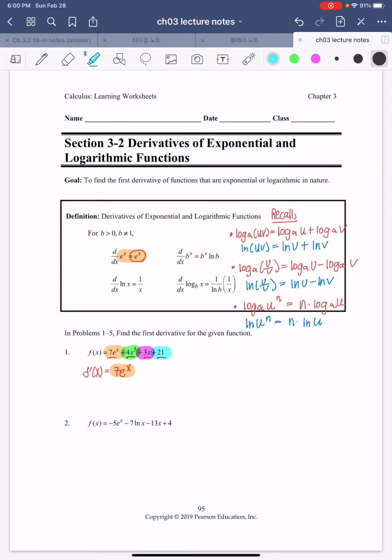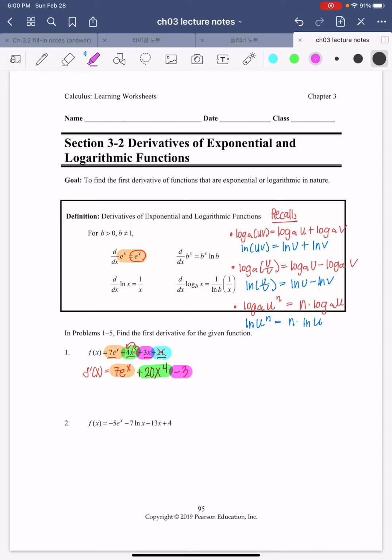Okay, so that's an easy one. Bring down the power, subtract by 1. So the derivative will be 4 times 5. The 5 comes down, right? So 20x raised to the 4th power. That will be the derivative for my green term. And then negative 3x, the derivative will be negative 3. And then 21 just disappears. A constant is just a 0. So your final answer is 7 times e to the x plus 20x raised to the 4 minus 3.